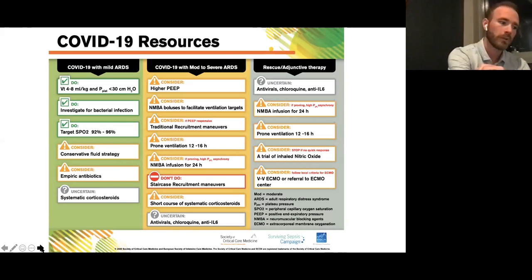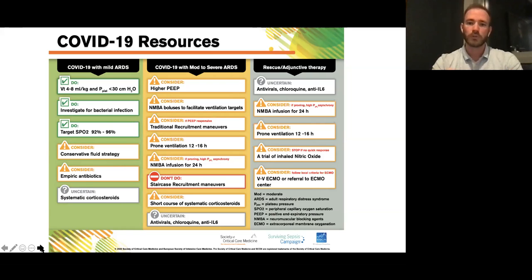This is a little handout from the Society of Critical Care Medicine that conveniently describes kind of what we just went through. On the left, you see a patient that has mild ARDS. The standard ARDSNet approach of lung protective ventilation is key for these patients, just as it is in any other critically ill patient. We also want to treat potential bacterial infections. There's no need to target a blood oxygen level of 100%. We can target all the way down to 92%.